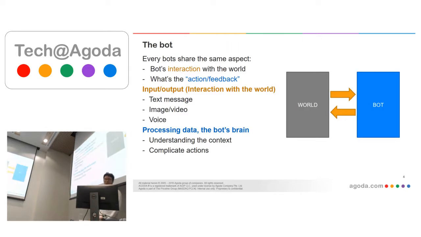When building a bot, I think there are two aspects to think about: the interaction with the world, and the bot itself, where you process the input and think about what kind of feedback to give back to the world. For input, you can give the bot many things. It can be text, for example in Facebook chat or Slack. You can give it images or videos, or you can give a voice command. Everything is something the bot can interact with.